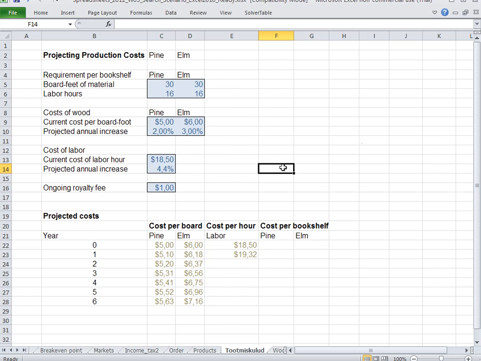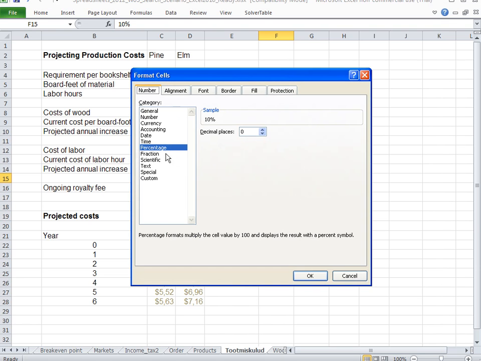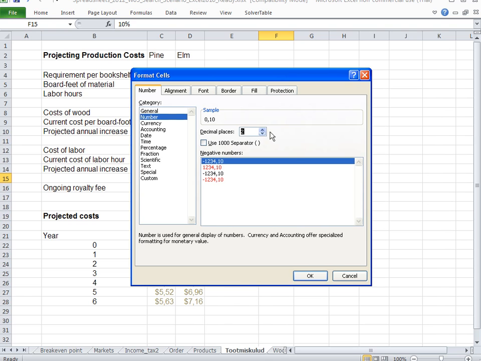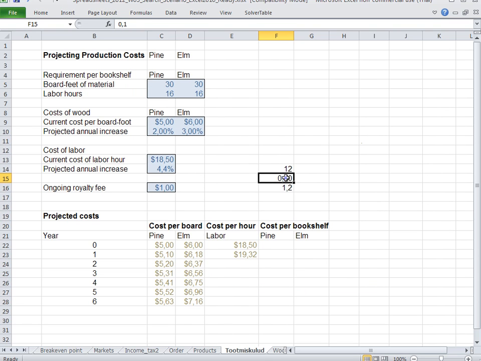For instance, if we take 12 and take 10%, we get 1,2. If we take this 10% and use Control 1 and turn it into a number and use decimal places, we see that it's 0,1. So if 10% is 0,1, then 4% is 0,044. And if we add 1 to it, we get 1,044, which is 104.4%. And now we make this price higher.